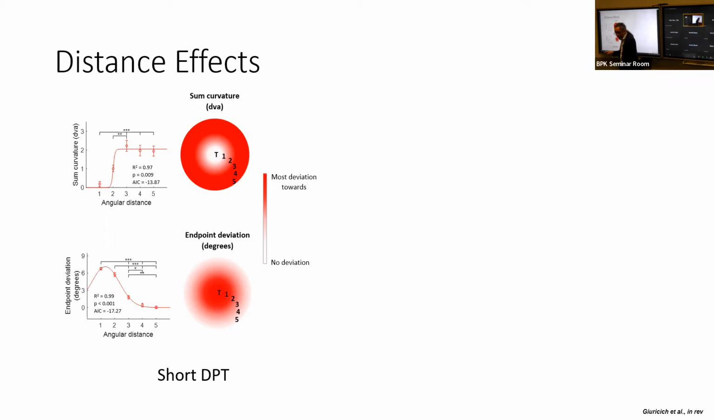And what this is saying then is that there's a weight to the distractor compared to the target that follows this pattern, that follows an exponential decay. As you get further out, it has less interaction with the target on the endpoint deviation in that weighted average between the target and distractor vectors. So we've got different effects between these two.